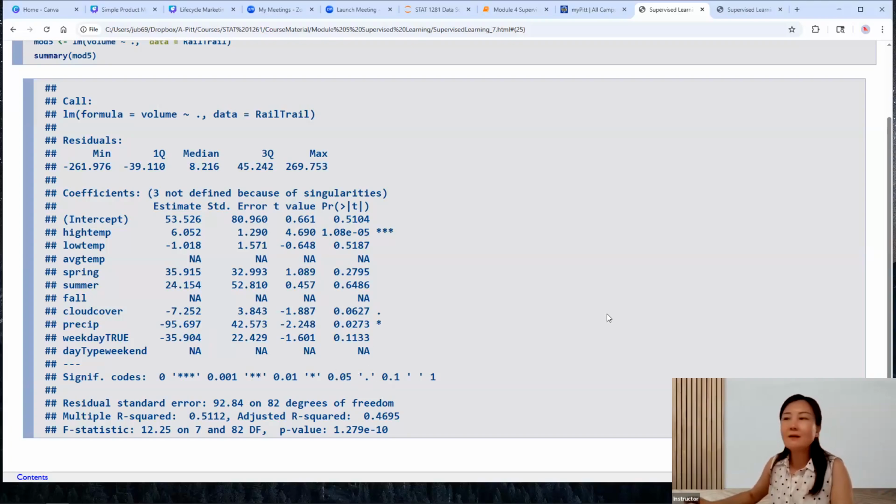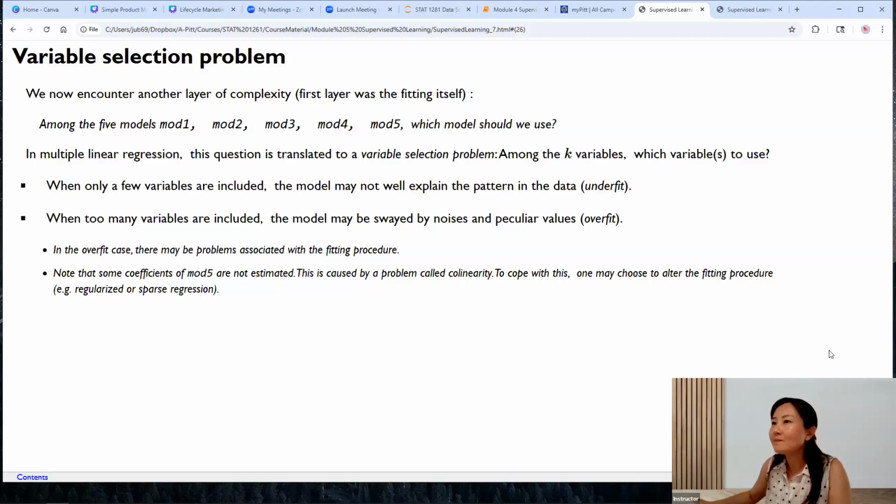Apparently, we have included many useless terms, and some terms are even redundant, and the model cannot estimate them. So apparently, the model overfit the data, to an extent that some terms cannot even be estimated.